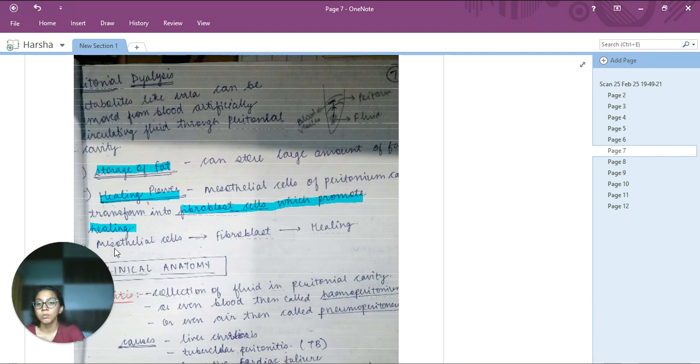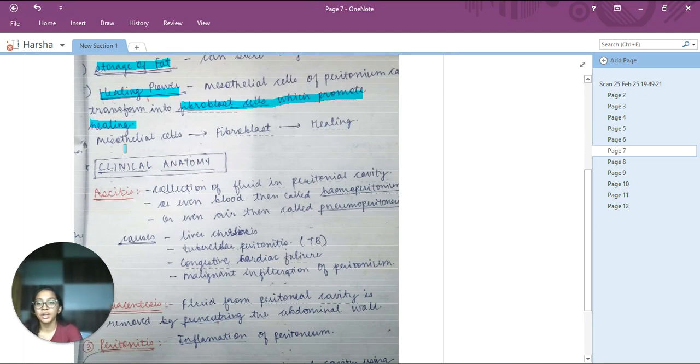Okay. Next is mesothelial. This is the function. Mesothelium cells convert into fibroblasts, and then the fibroblasts provide healing. Fine. So whenever we are ending any answer in anatomy, it has to be ended with clinical significance or clinical anatomy. The clinical significance here of the peritoneum is ascites. Ascites is one of the pathologies involved with the abdominal cavity. So what is ascites? Ascites is a collection of fluid in the peritoneal cavity, or even blood.